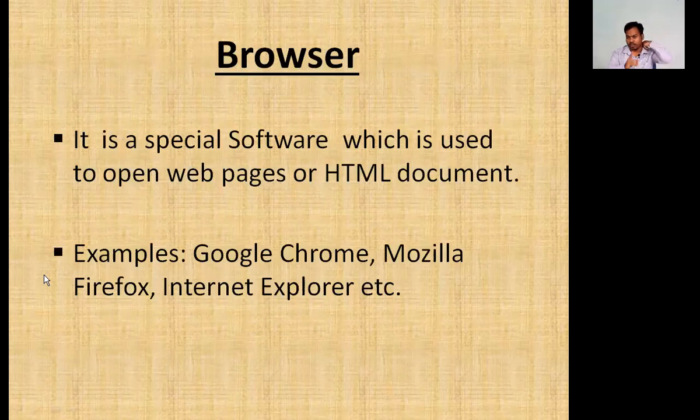Now let's see what is a browser. Examples of browsers are Mozilla Firefox, Internet Explorer, Google Chrome. A number of browsers are there. These are special software used to open or access web pages or HTML documents. You are creating web pages now, writing code in Notepad or any editor and saving it with a .html extension. Now it is an HTML document, so it can be accessed on the internet. Examples: Google Chrome, Mozilla Firefox, Internet Explorer. We have already discussed these.